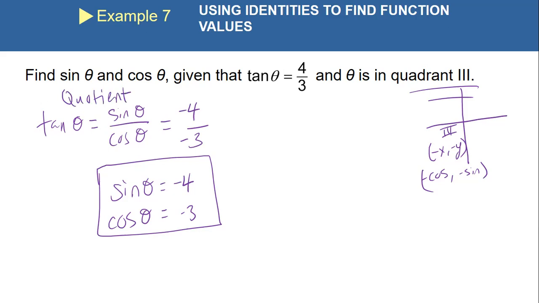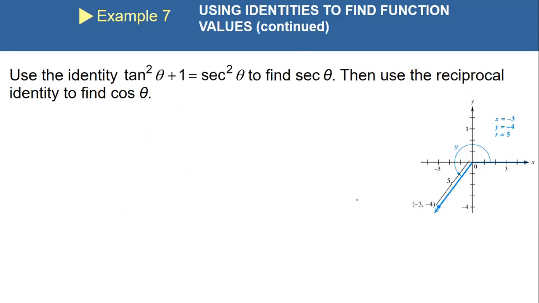How do you feel? Good? That's where making sure you pay attention to the quadrant and what should be positive. So again, goes from there. All right, here we go. We are going to now use a different Pythagorean identity. We're using tan squared theta plus 1 equals secant squared theta. Then we're going to use the reciprocal identity to find cosine theta.